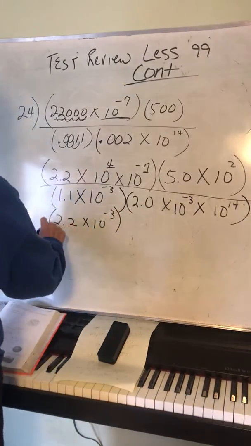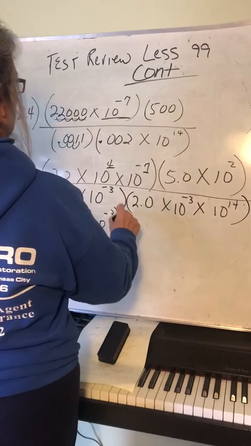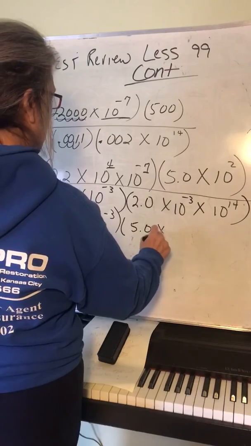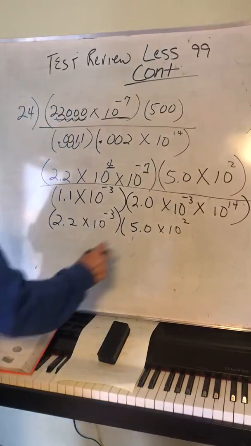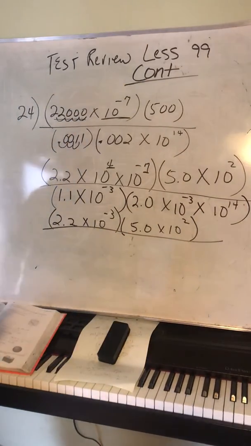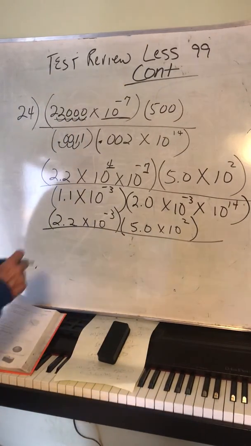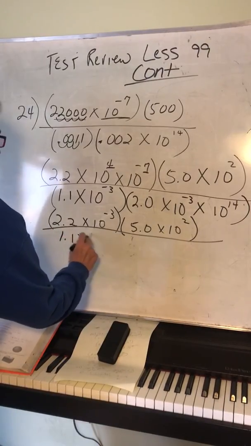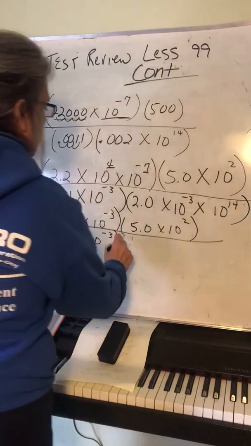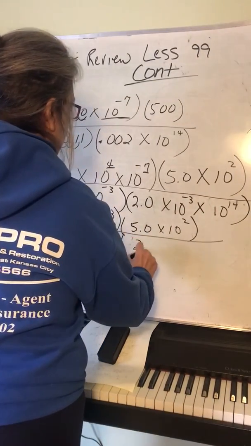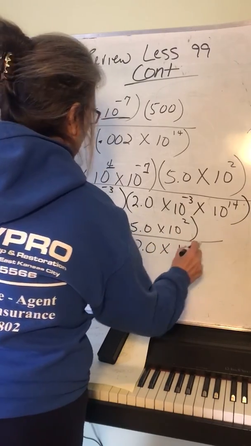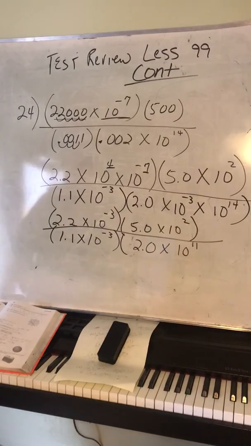We're going to do this one as, where am I at? Right here. This is going to stay the same. Okay. And this one on the bottom is going to be 1.1 times 10 to the negative 3. And this one here on the bottom is going to be 2.0 times, add those, that will be 10 to the 11th. Okay, I'm running out of room.